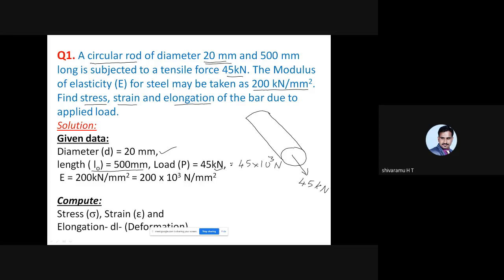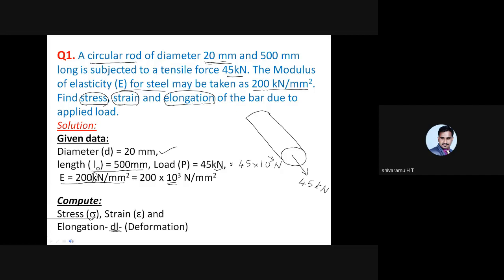And Young's modulus of the steel may be taken as 200 kilonewton per millimeter square. So Young's modulus E is equal to 200 kilonewton per millimeter square. Here kilo is given, so we can take it as 200 into 10 power 3 Newton per millimeter square. And it is asked to compute the stress, strain, and elongation. We denote stress by sigma, strain by epsilon, Young's modulus by E, and the elongation by dl.